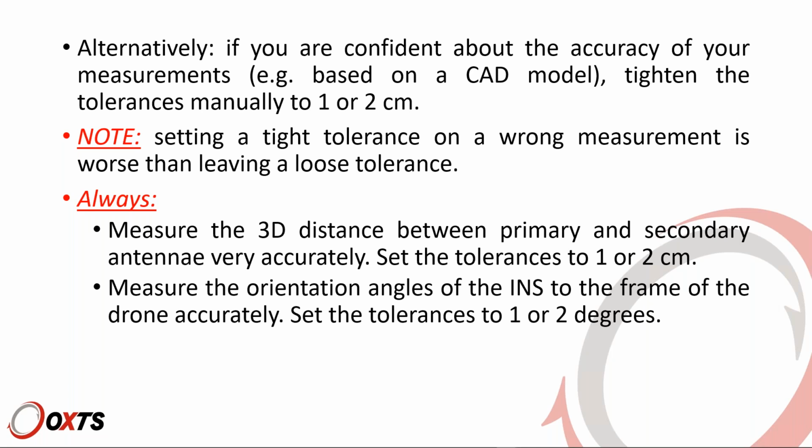And also another thing that the system cannot figure out on a drone, it can do that on a land vehicle, but not on a drone, is the actual orientation angles between the INS and the drone. So you need to set that. The easiest is to have your mounting in a way that the INS will sit level if the drone is level, and then tighten the tolerances on those orientation angles between the INS and the drone to 1 or 2 degrees maximum. The default is 5. If you are not sure, again, leave it at 5. The system can cope with that.